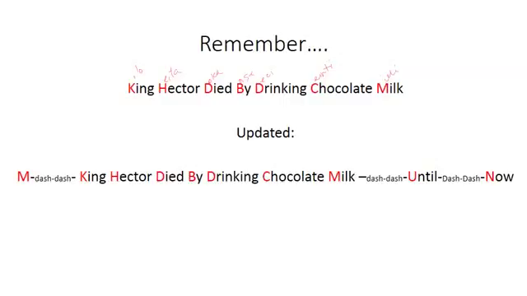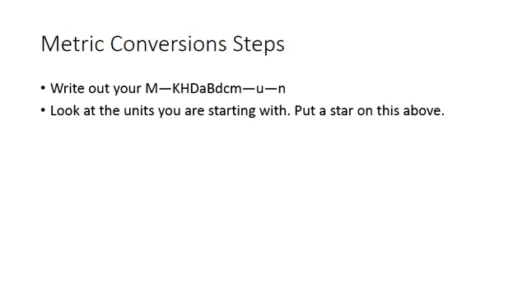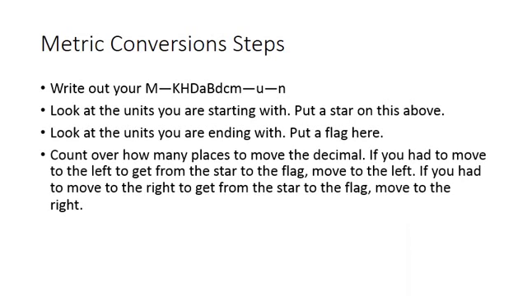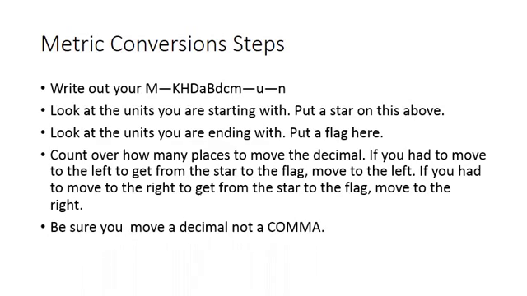We also added in the U and the N. Remember, this is 10 to the negative third, and this is 10 to the negative 6, so you have to leave 2 open spaces for where there'd be 10 to the negative 4, 10 to the negative 5, 10 to the negative 7, 10 to the negative 8, because nano is to the negative 9. Same thing, kilo is 10 to the third, mega is 10 to the 6. So you have to leave spaces. So as you write out your little tool with King Hector died by drinking chocolate milk, you look at the unit you're starting with, where you're going, whichever way you have to move, then move your decimal that way, and however many places, move that many times.